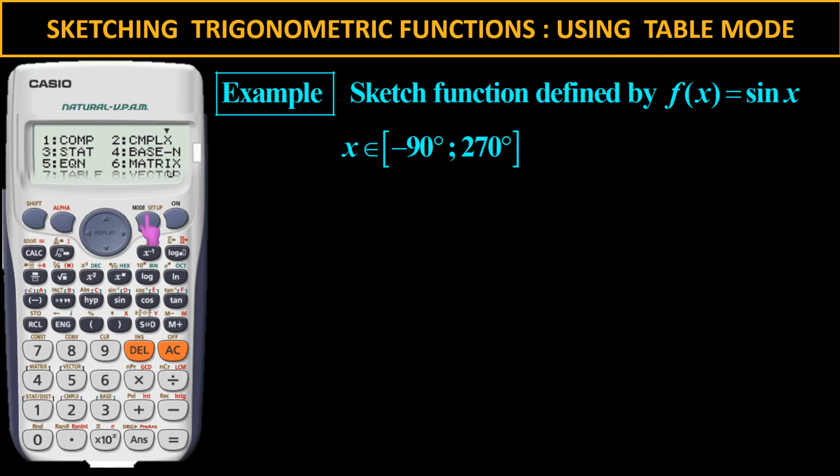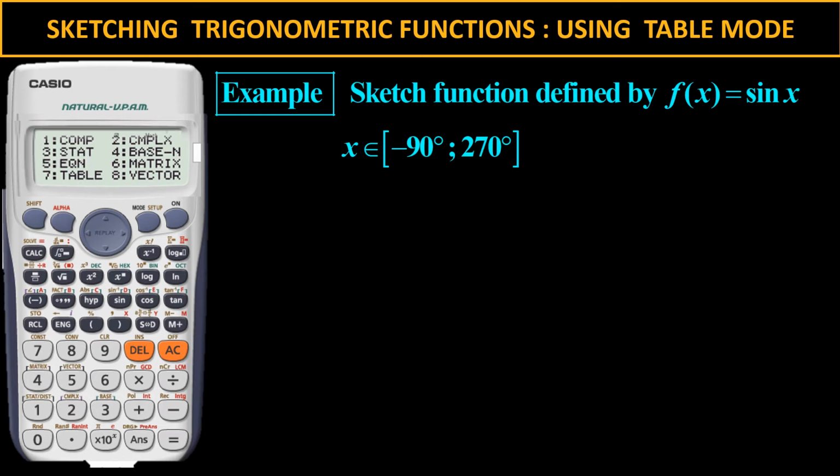First of all, when your calculator is switched on, you press mode, and then you get this selection here. On some calculators, you have to look for table. In this case, table is 7. In other calculators, it might be 3 or 4, so you just have to look for table, because we're going to use the table mode. Then you enter 7.